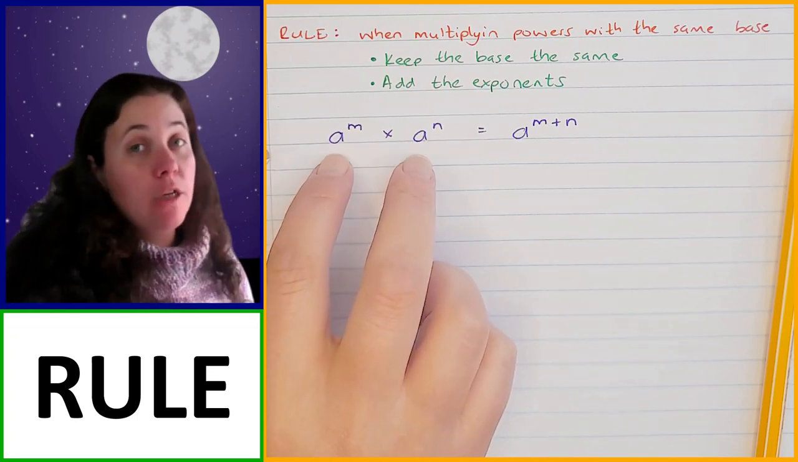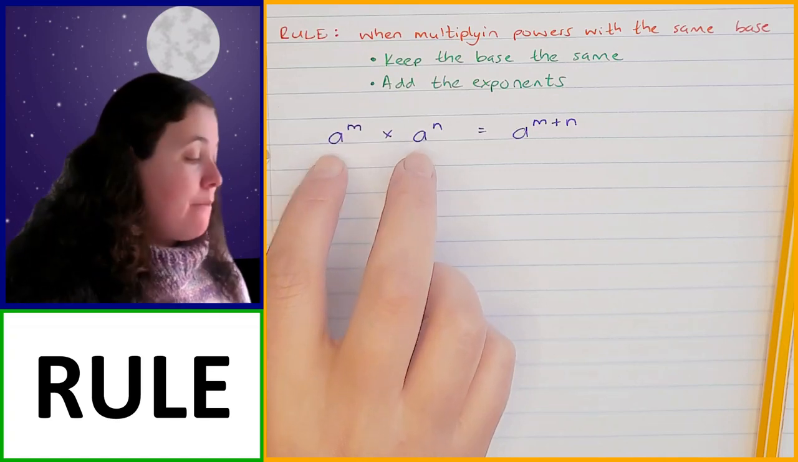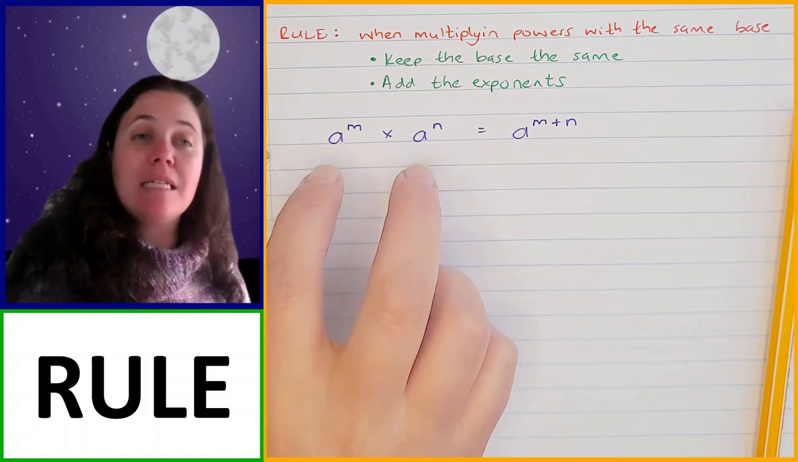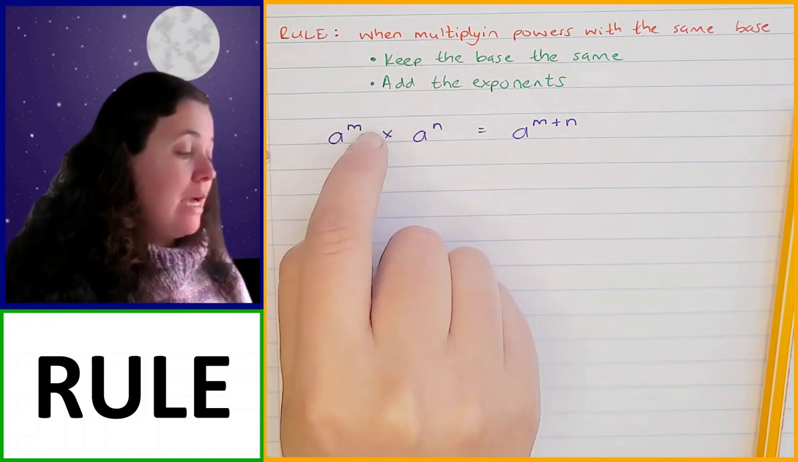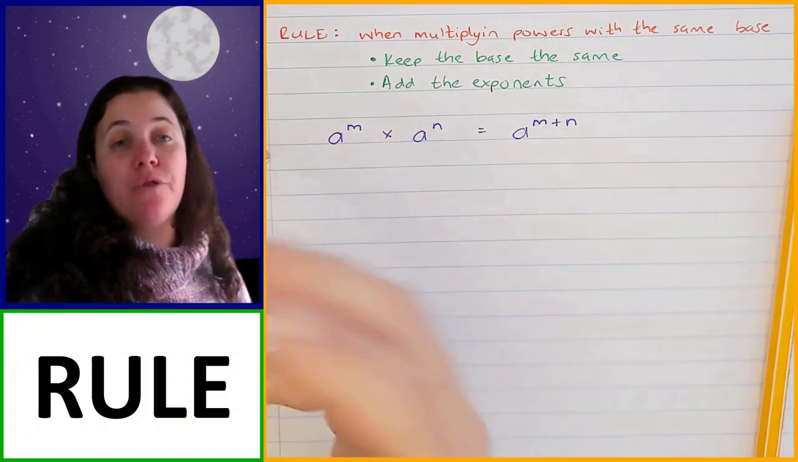Now that A could be a 2, it could be a 3, it could be a 5, it could be a 10, it could be anything. But what's important is that they both have A, which means that they both have that same base being multiplied together. And then we've got our exponents over there. Now the exponents could be the same or they could be different, it doesn't matter.